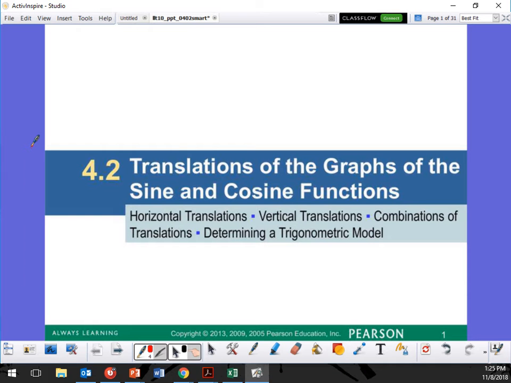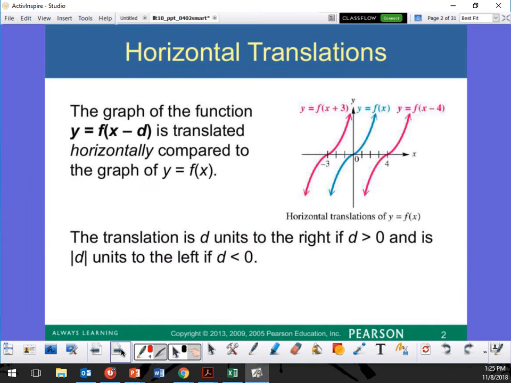All right, so these ones are translations of the graph, sine, cosine functions. So a translation means it's moving left, right, up, down. So it's everything we did. Now we're moving up, down, left, right.